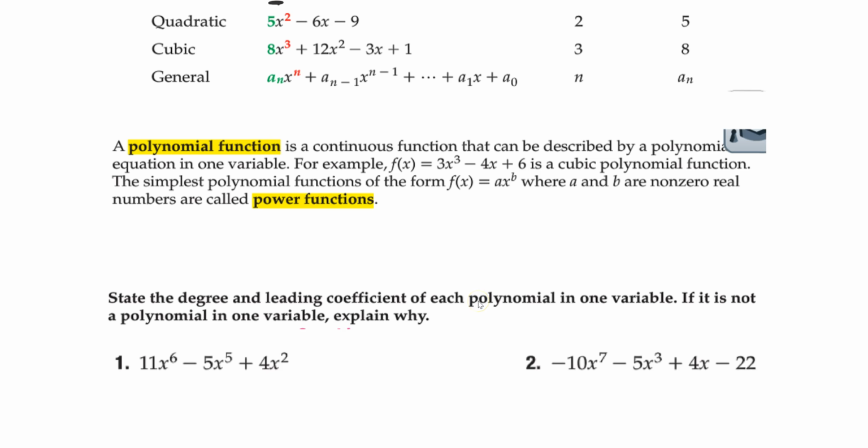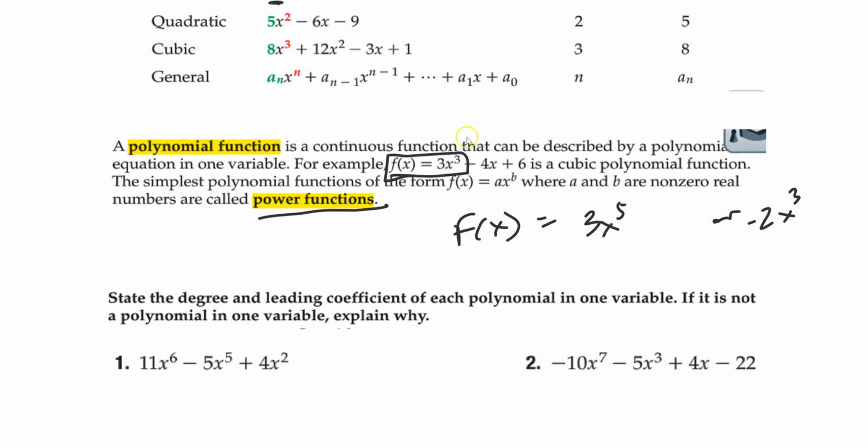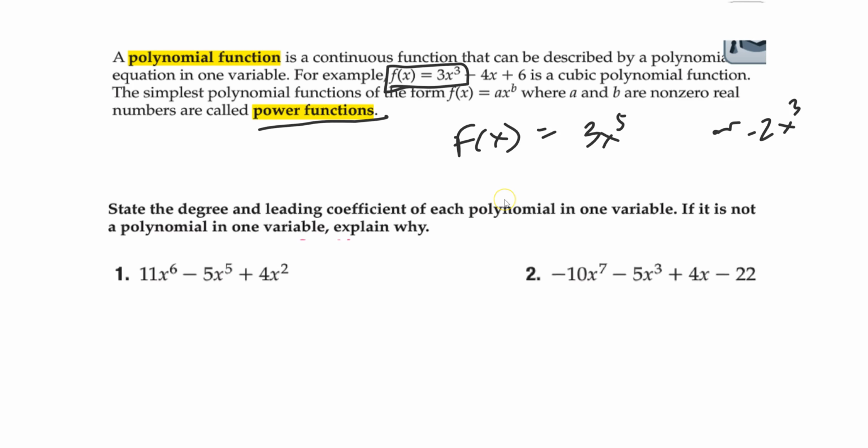Now there's a special type of polynomial function called a power function, where you only have the one term. Instead of having all that extra fluff, all you have is that one term. So a power function is something to the effect of 3x to the 5th, or -2x cubed, right? Those are power functions. There's nothing else, it's just all about the power. So that's a special vocab thing.